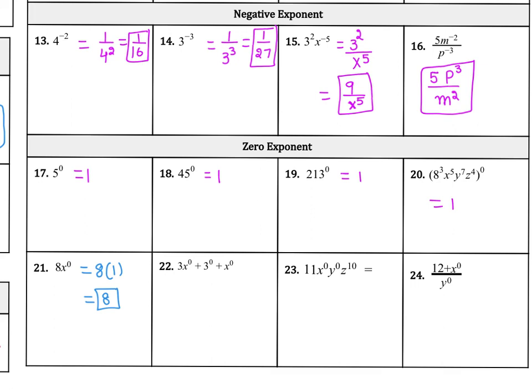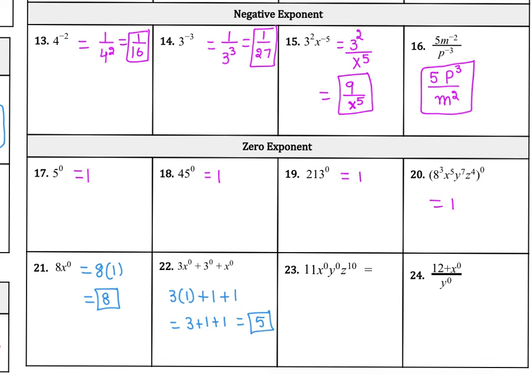So for question number 22, you have 3 and x to the power 0 is 1, plus 3 to the power 0 is 1, plus x to the power 0 is 1. You get 3 plus 1, and that's going to be 5. So remember, only x to the power 0 is going to be 1, 3 to the power 0 is going to be 1, and x to the power 0 is 1. This 3 remains as it is. When you add these numbers, you're going to get 5.